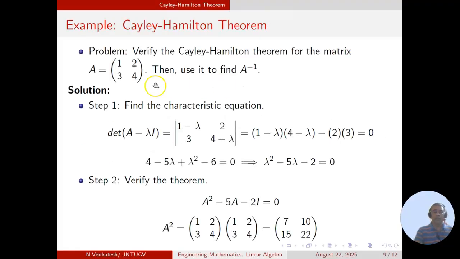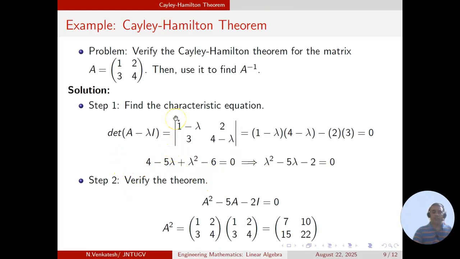And so let us see with an example. First we will see an example verifying the Cayley-Hamilton theorem and finding how it is useful for finding the A inverse. As we know, the characteristic equation is just to find the determinant of A minus lambda I and equate it to 0, whatever equation you get in lambda. So for this example, you are going to get lambda square minus 5 lambda minus 2 equal to 0.